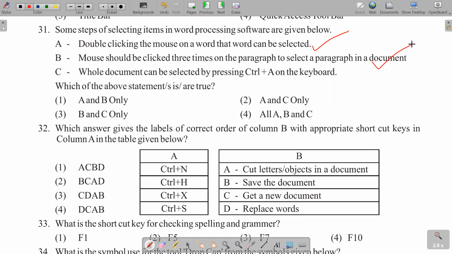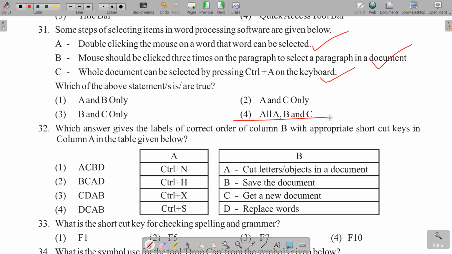So you can select an entire paragraph just by doing a triple click. Whole document can be selected by pressing Ctrl A. Yes, that is correct too. So everything is correct. So the fourth one is going to be the answer.